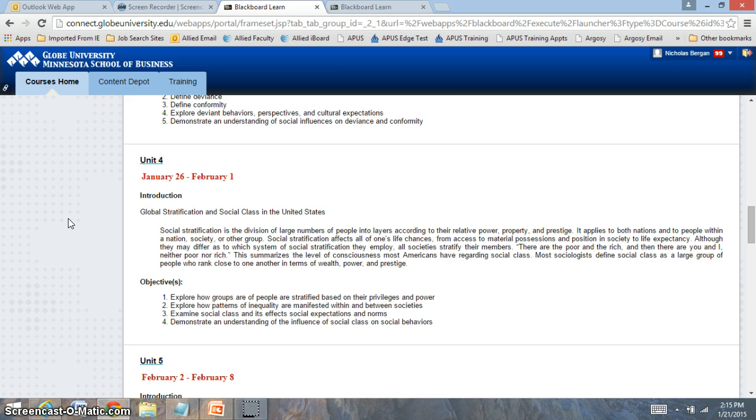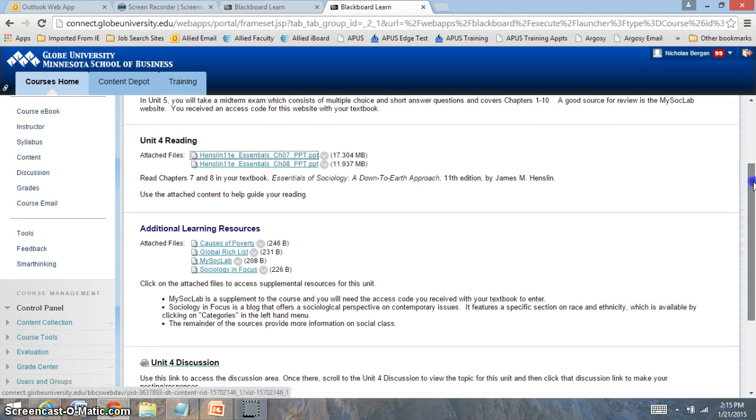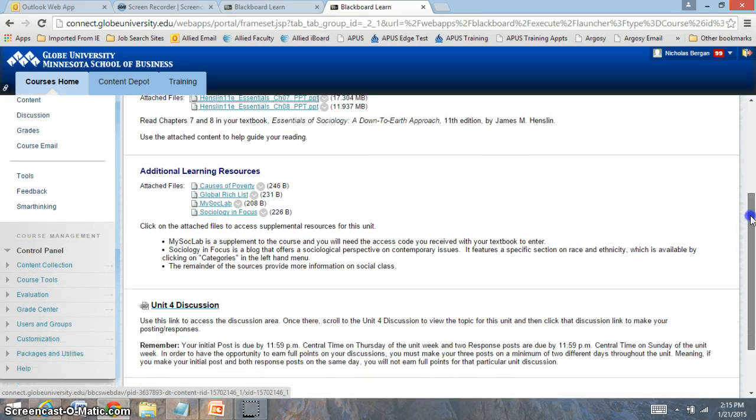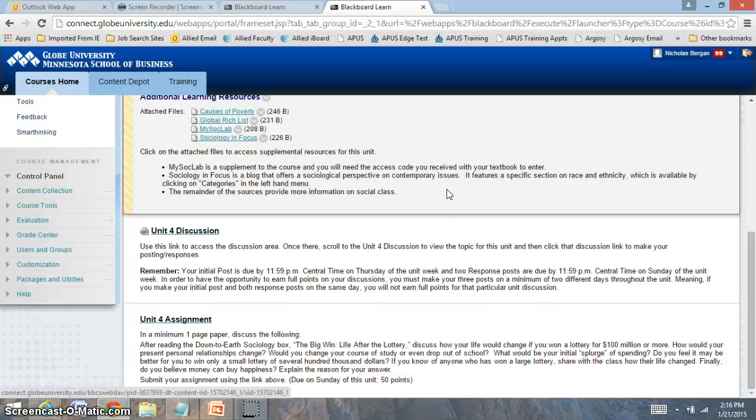So the objectives we're going to look at this week are listed below. And for this week, you're going to be reading chapters 7 and 8. You're going to have the discussion, and you're going to have an assignment. The discussion, make sure to have your first post in by Thursday. Make sure to have 2 peer responses by Sunday. In your initial post, you need to make sure to have at least an APA formatted in-text citation and reference, as this will help support your analysis.